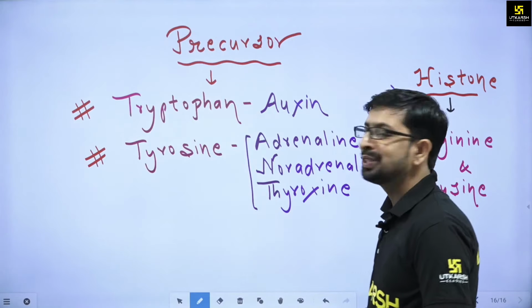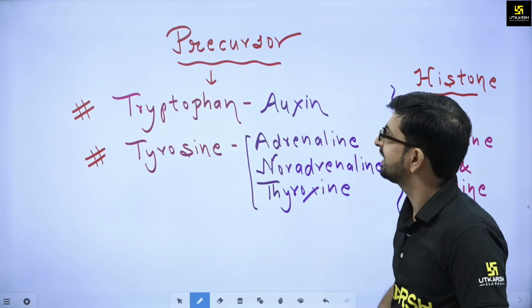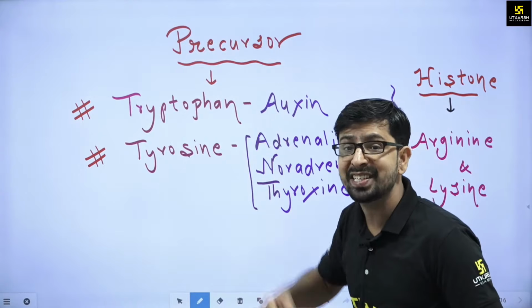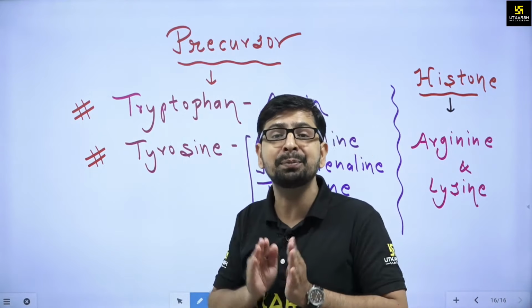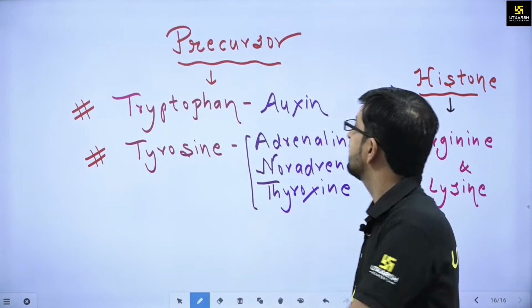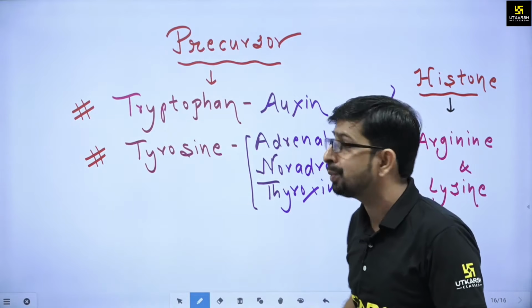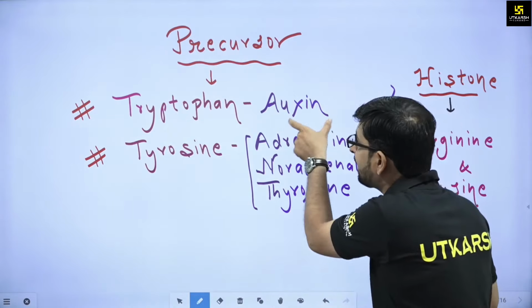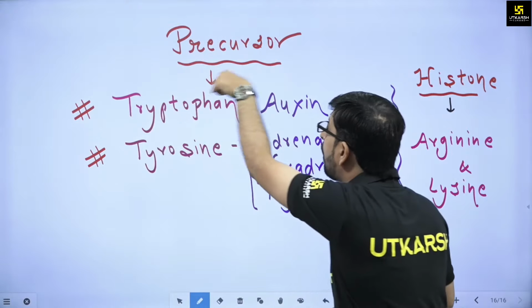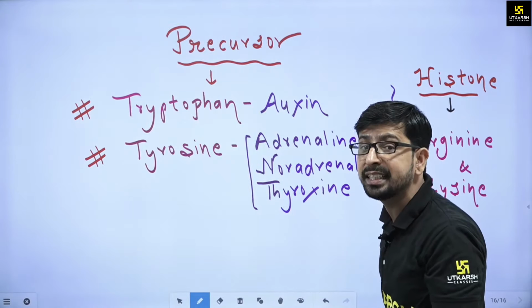Now we talk about the significance of amino acids. First is precursor. Precursor means pre-substance. Auxin is the indole acetic plant hormone. What is the precursor of auxin? Tryptophan. Tryptophan forms auxin, the indole acetic hormone.